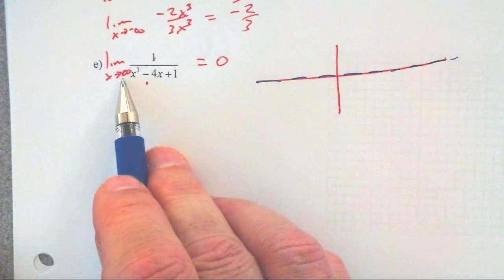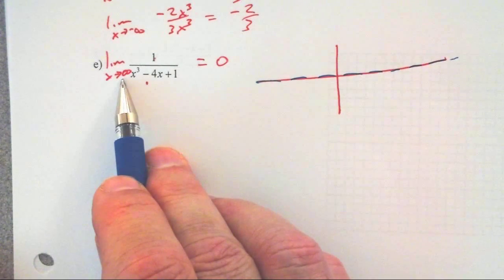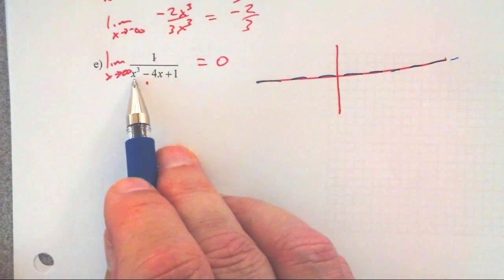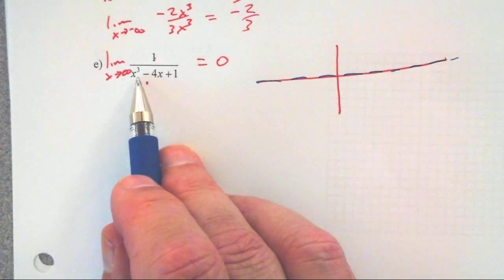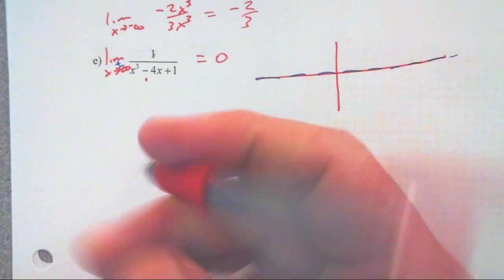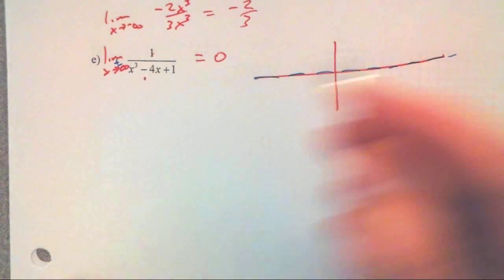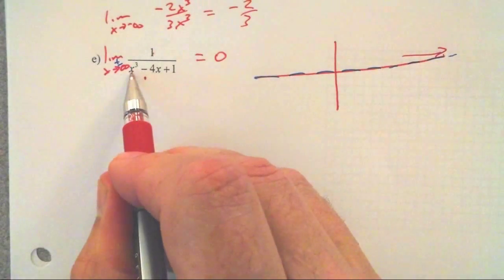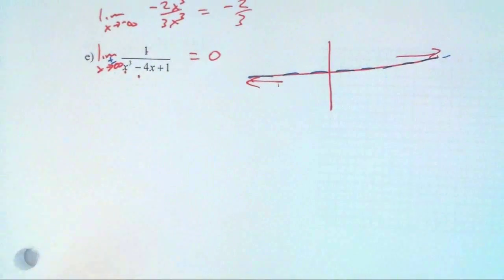Is negative infinity going to change that? No, it's just 1 on negative infinity to the 3rd. So plus minus both ways. What would change is, as I go to the right, I'm going to get 1 on a positive. As I go to the left, I'm going to get 1 on a negative.